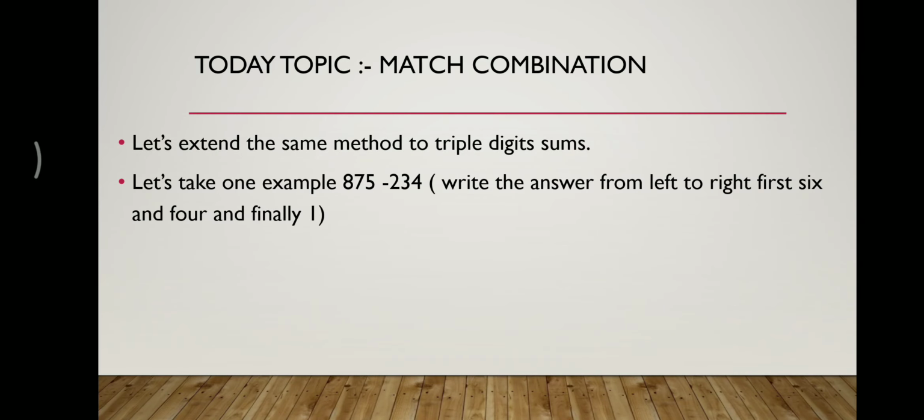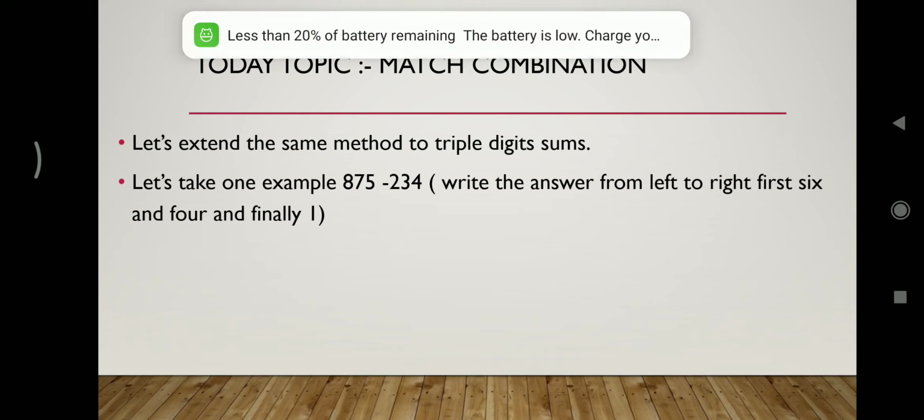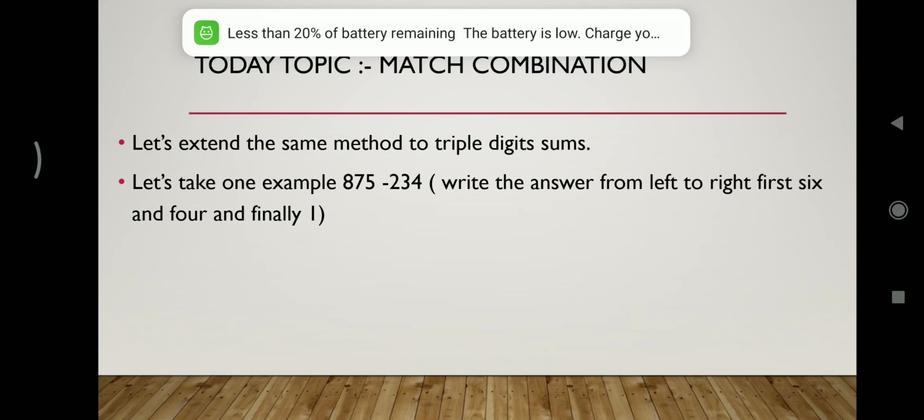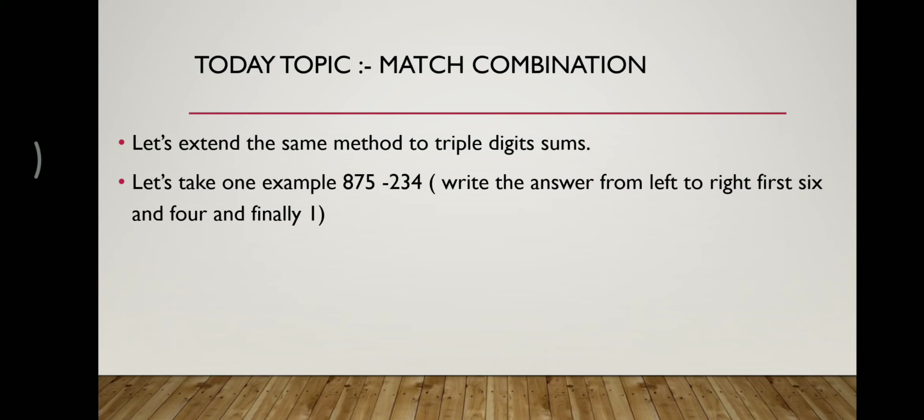Let's extend this same method to triple digit sums. Now we have solved double digit sums in seconds, right? So let's move to our third digit. Here we are going to take an example of 875 minus 234. This is a match combination. Write the answer from left to right. So our first answer is 6, then 4, then 1. So our final answer will be 641.